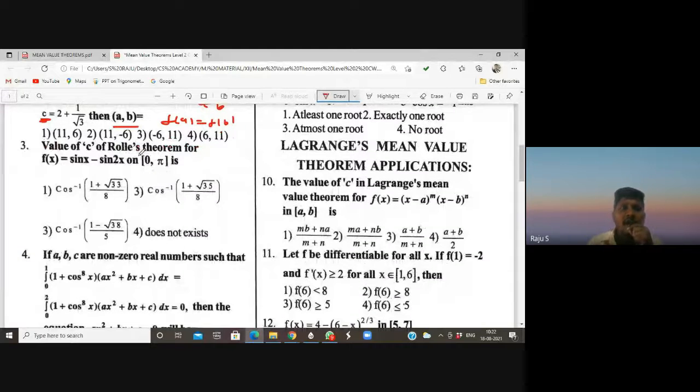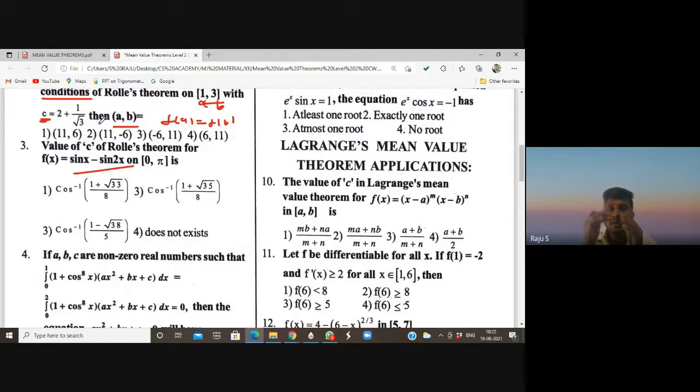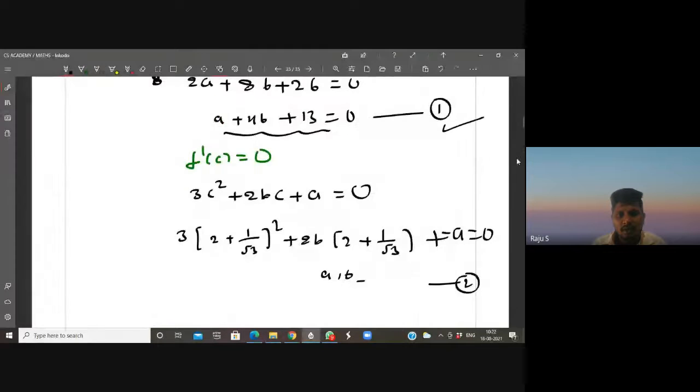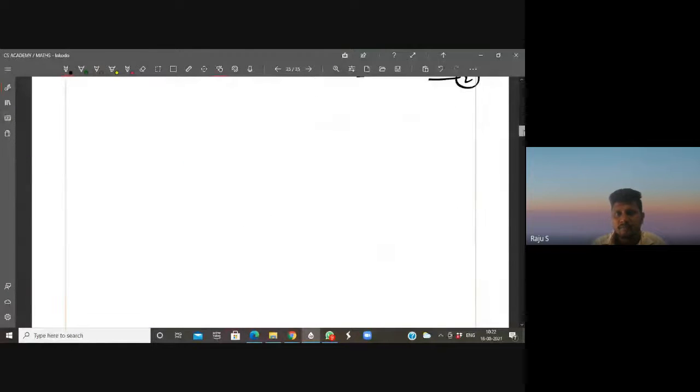Then the value of c for Rolle's theorem for this. It is simply the same, f dash of c. Directly they are asking the value of c, which satisfies the Rolle's theorem conditions. So here also you can take f dash of c is equal to 0. That's all. In this interval, you'll get the answer. First, what is f of x? f of x is equal to sin x minus sin 2x.